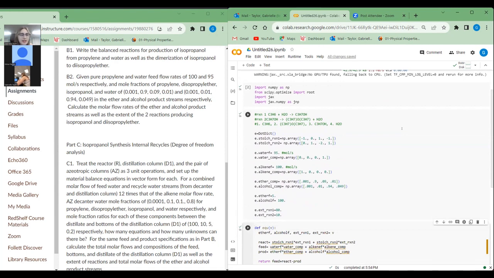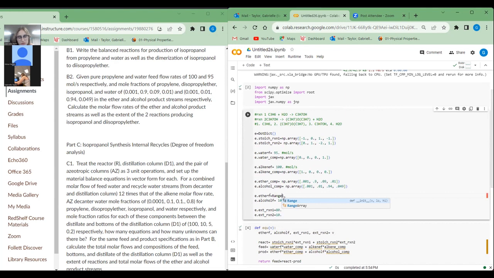So let's also look at the equation. We have a range function, and our range function is going to be a guess. The first one is the guess of what it is. So our ether flow, let's say it's 5. And then we're going to put 0 as our minimum. And then our last one is going to be the maximum this can be.